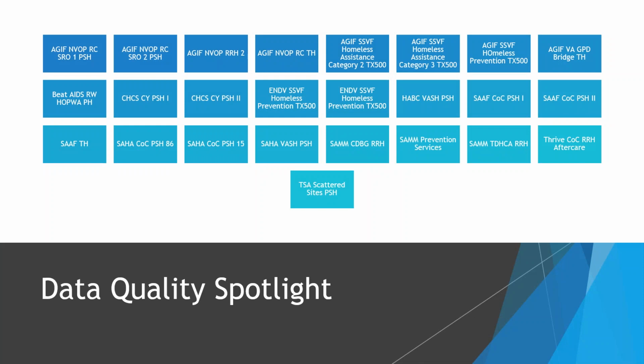Now next, as always, we have our data quality spotlight. This is where we like to highlight all of our projects that have 0 data corrections for the month. This month, I think it is safe to say that this is the most projects that we have ever had on this list, which is a phenomenal accomplishment. That tells us that our community is really working hard to make sure that the data entered into HMIS is as complete as possible. This month we have a significant amount of projects from AGIF. Looks like a total of 8 different projects, which is amazing. Way to go, AGIF. We really appreciate that.